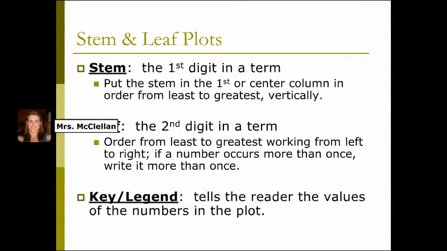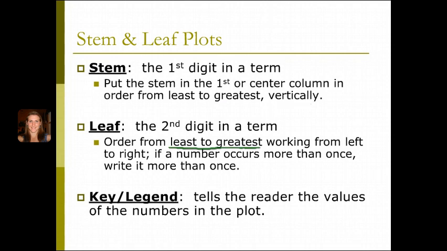So in a stem and leaf plot, you're going to have a stem and a leaf. The stem represents the first digit in a term, and that's usually going to be written first, or if you have a 3-column, it'll be in your center column, and we'll go over what those look like. Your numbers in the columns need to be in order from least to greatest, and they are going to be vertical. The leaves in your stem and leaf plot are going to be your second digit in the term. Again, they are in order from least to greatest, and they work from left to right.